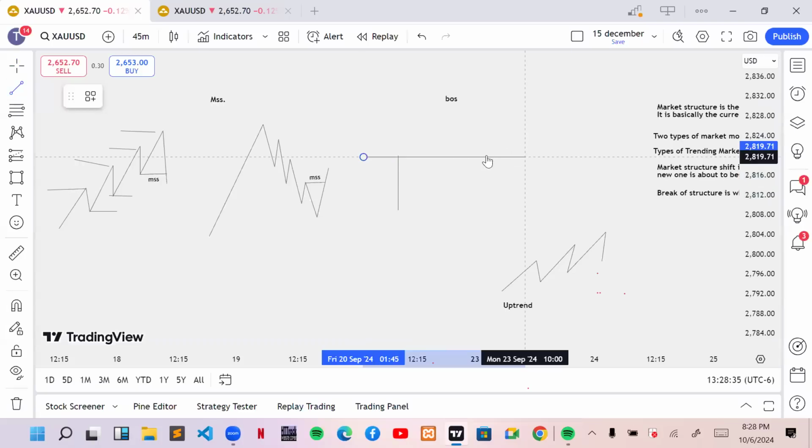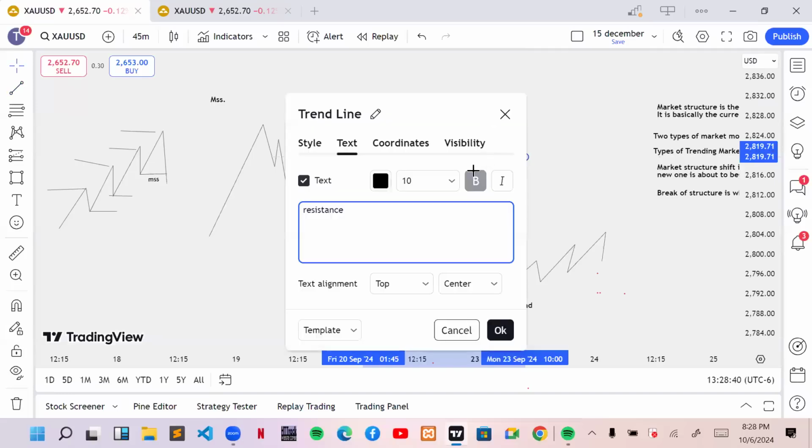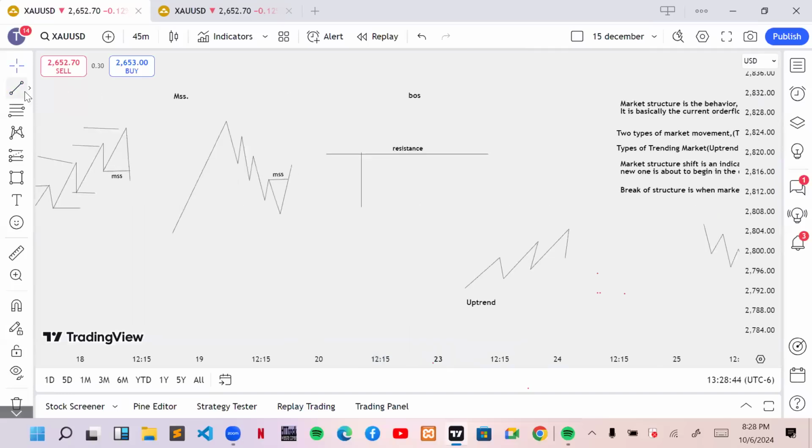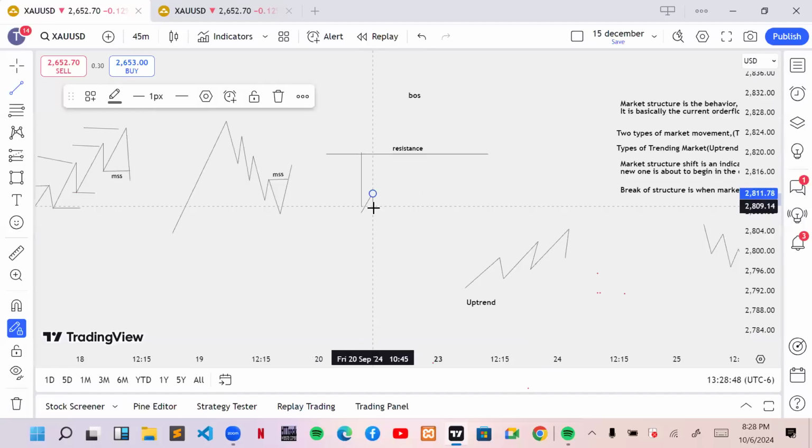This is a resistance zone. So I'll mark that with resistance. And then price happens to be on an uptrend, which is the market making a series of higher highs and higher lows, higher highs and higher lows, higher highs and higher lows. Then something like this will happen.